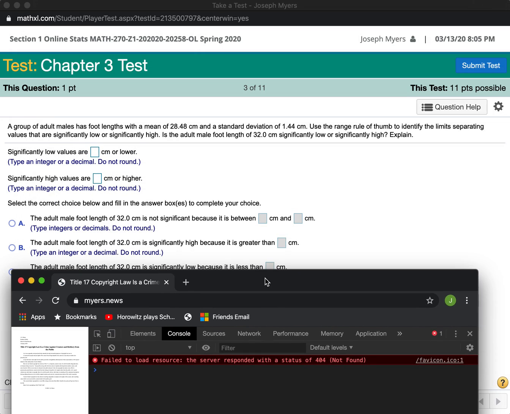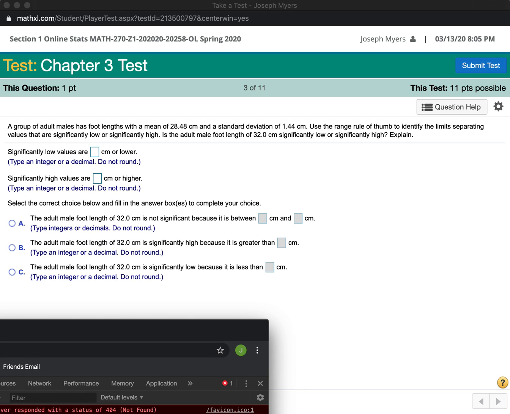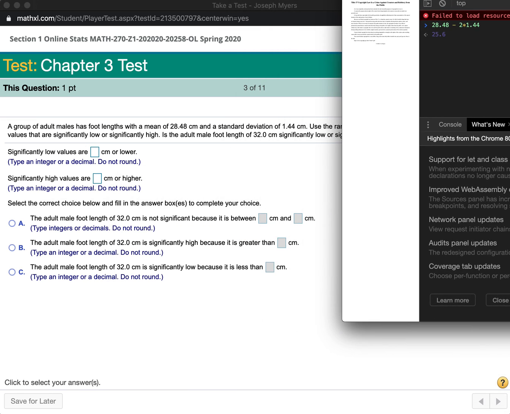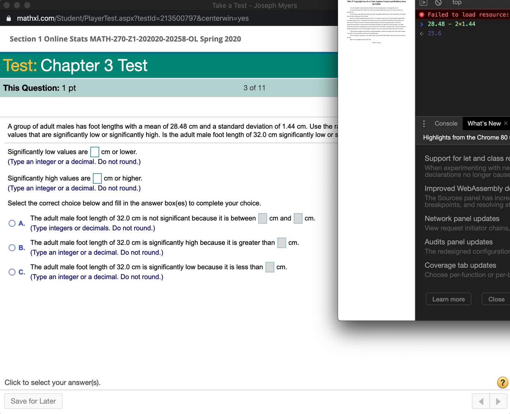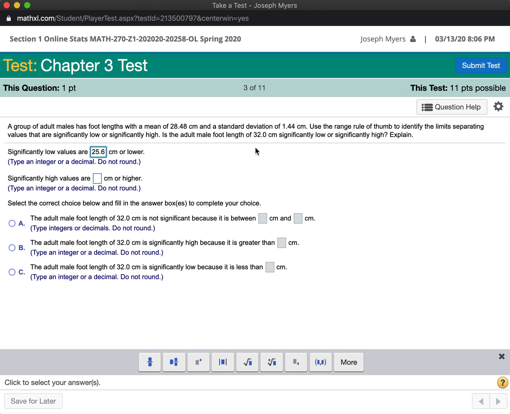It's kind of hard to see these numbers. 28.48 is the mean minus 2 times 1.44, and that gives you 25.6. 28.48 minus 2 times 1.44 is 25.6. So 25.6 or lower would be significantly lower because it would be lower than a normal type of situation.